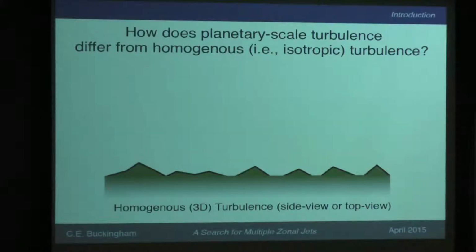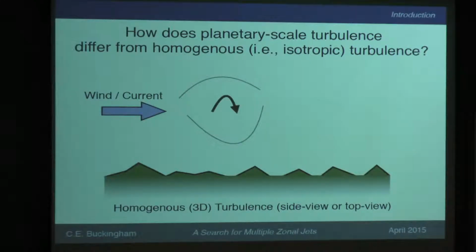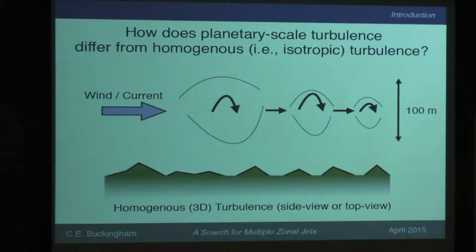Just before I get started, how does two-dimensional turbulence, or planetary scale turbulence, differ from homogeneous turbulence? This is just a little schematic. You can imagine a wind or a current blowing over some rough topography. That generates a large-scale eddy that then cascades. That's the phrase that they use. The energy cascades to smaller and smaller scales.